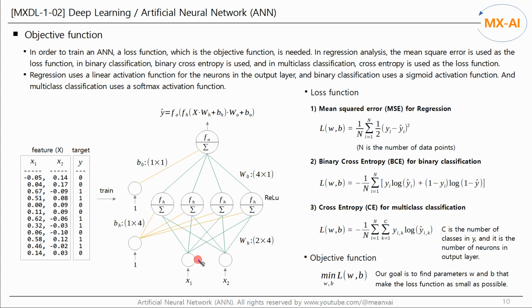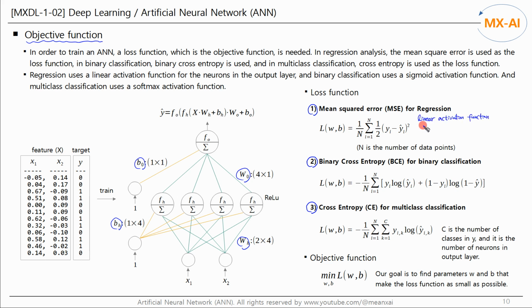The previous page assumed that we knew all the parameters of this neural network. These parameters must be determined through a training process. In order to train an ANN, a loss function, which is the objective function, is needed. In regression, mean squared error is used as a loss function. And in binary classification, binary cross-entropy is used. And in multiclass classification, cross-entropy is used as the loss function.